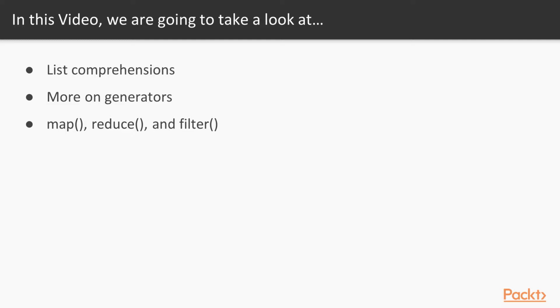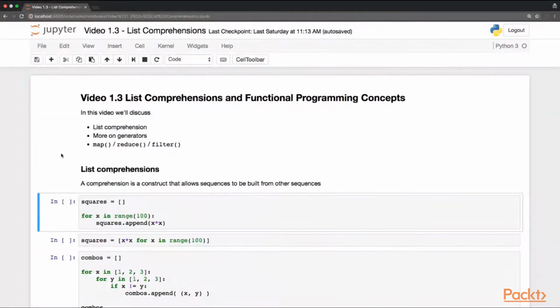All these concepts are very useful because they let you write clean code that is going to be very efficient, especially when you deal with larger datasets. A comprehension is a construct that allows a sequence to be created from another sequence. Most commonly, we talk about list comprehensions.